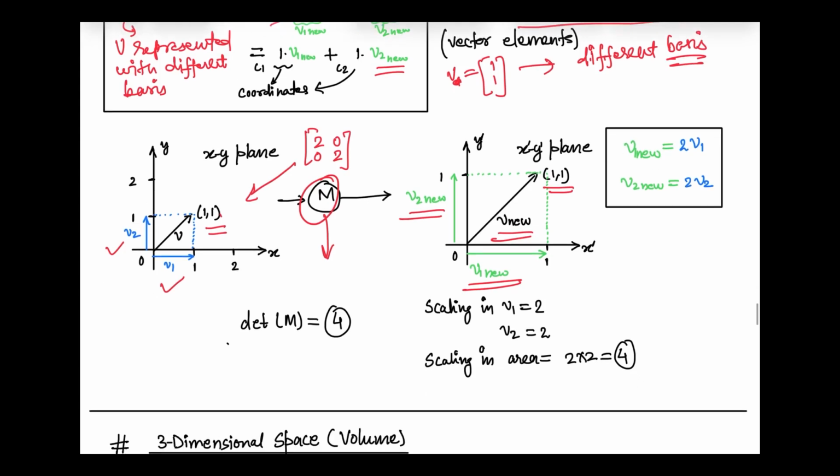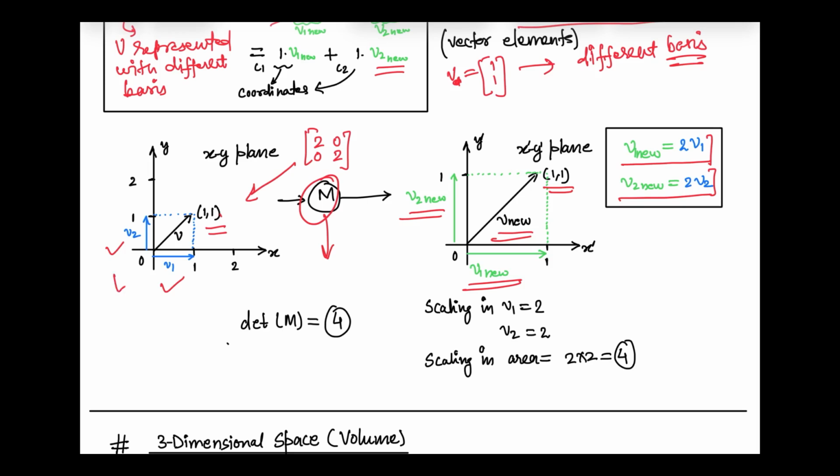So what we see is that the new basis is a 2 times scaled version of the previous basis. Now whether the space is transformed by the operation or not, and if it is transformed, by how much it is transformed, is actually given by the determinant.